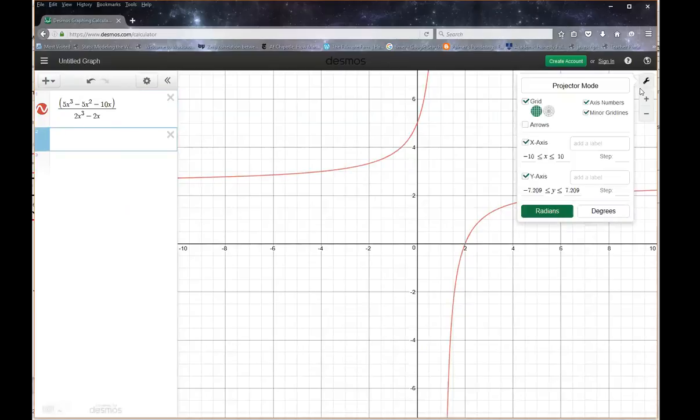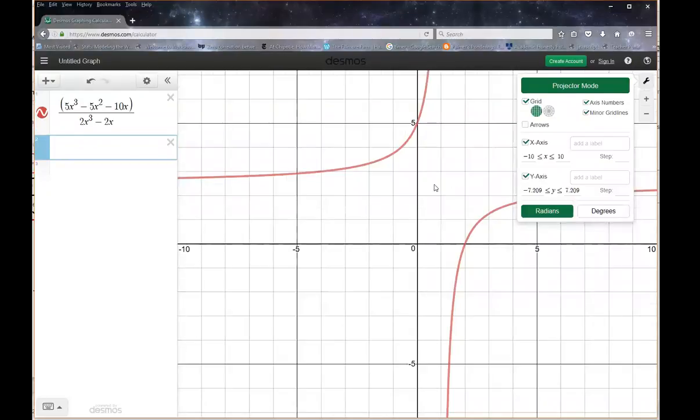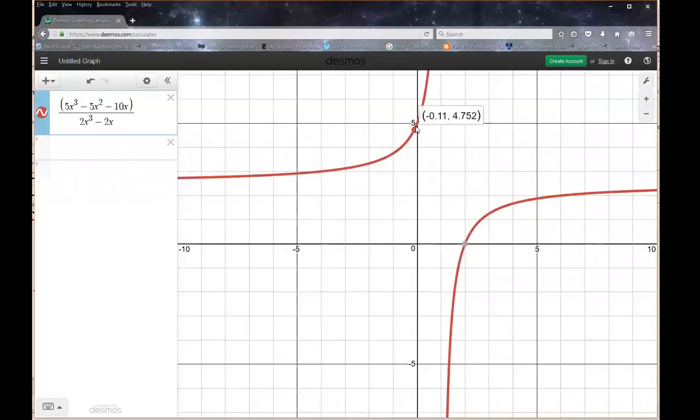Let's go to projector mode so you can probably see it a little better. Now, I thought there was a hole at x equals 0, right? Let's see if I can get there. Oh, whoa, see that? Oh, my shaky hands. So there is a hole at x equals 0, so we're right there. There was also a hole at x equals -1. We thought there was a hole. Let's see if I can find that. Yeah, see, there's the hole at -1.